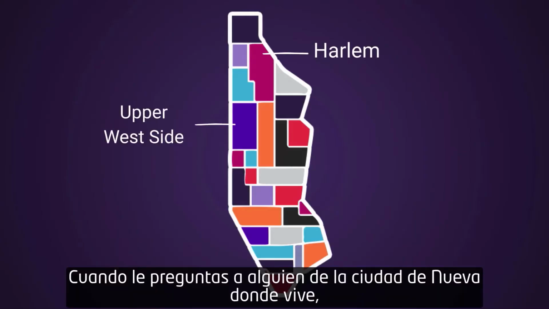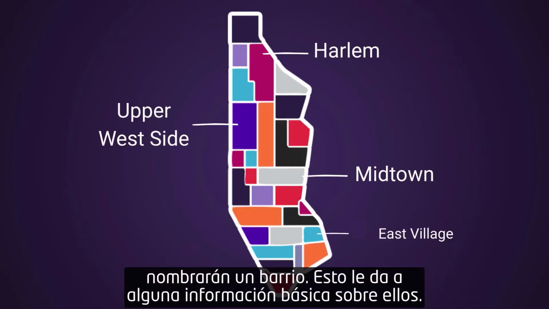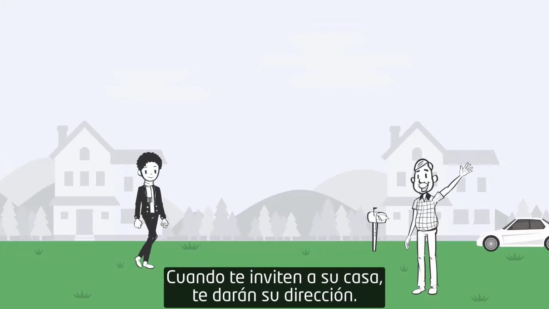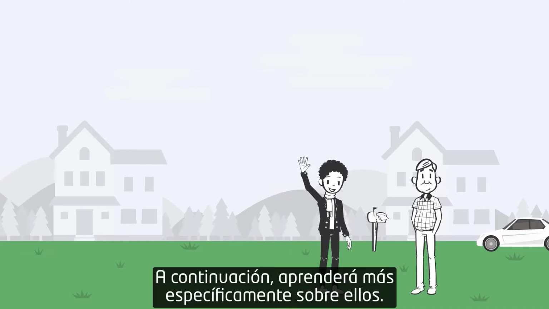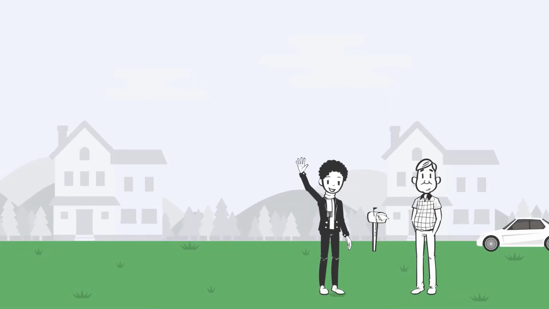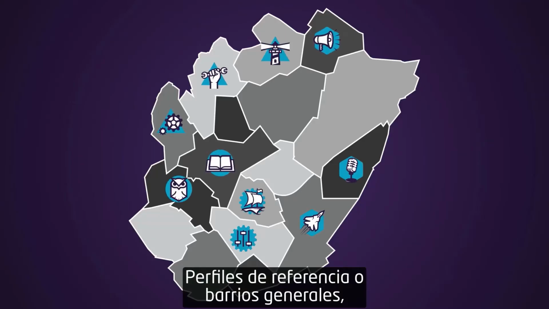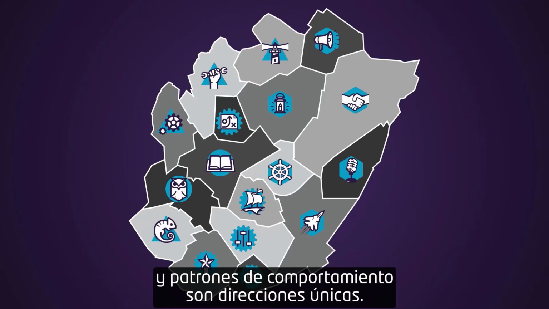When you ask someone from New York City where they live, they'll name a neighborhood. This gives you some basic information about them. When they invite you to their house, they'll give you their address. Then, you'll learn more specifically about them. Reference profiles are general neighborhoods and behavioral patterns are unique addresses.